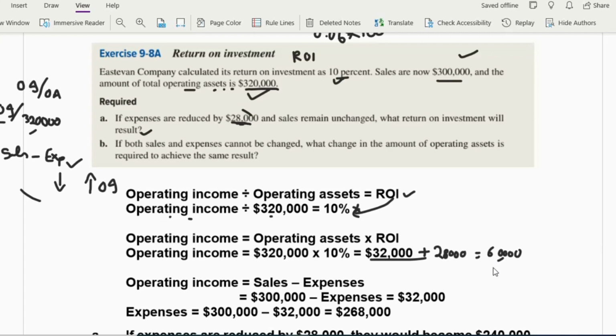Another way is, let's calculate our expenses first. Once we get our expenses, let's reduce them with 28,000 and then see the effects. So if I want to calculate my updated operating income, firstly I need to decide what are my expenses. So operating income is equal to sales minus expenses. We know the figure of sales, that is 300,000. We also know now our current operating income, that is 32,000. Okay, so when I do that, my expenses becomes 268,000. Now I get my expenses, let's reduce them and then find out what is our new operating income.